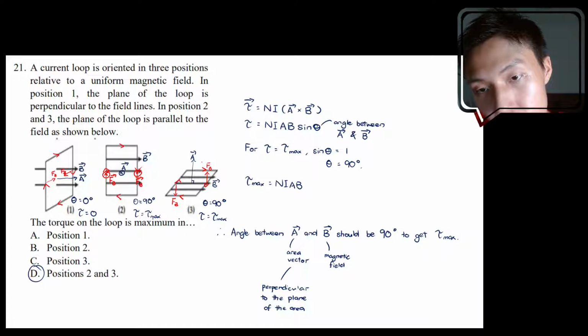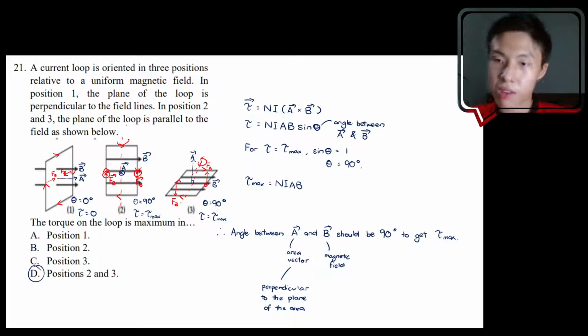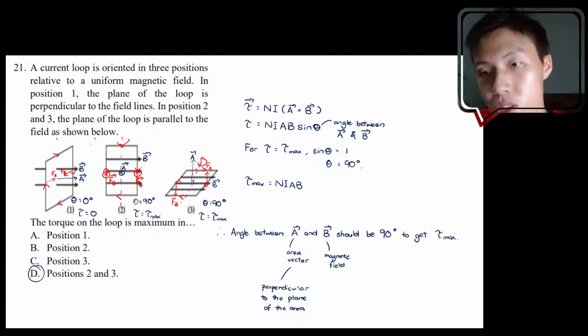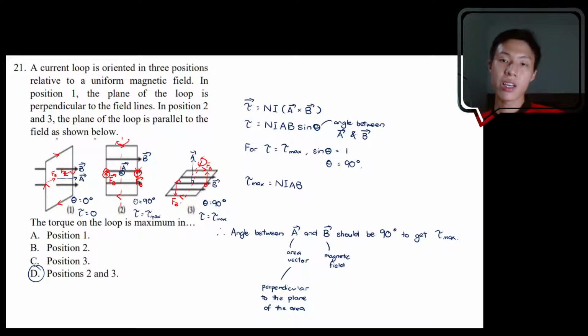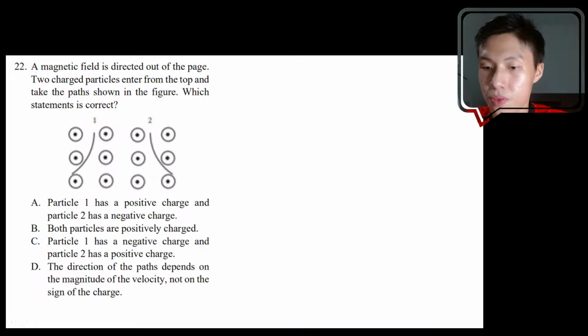Okay, so it will cause the loop to rotate this way. One is down, one is up, so it rotates this way. Okay, so that's the situation where you have maximum torque. So that's all for this question. Let's move on to the next one.